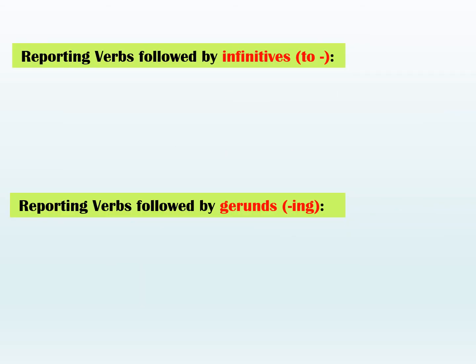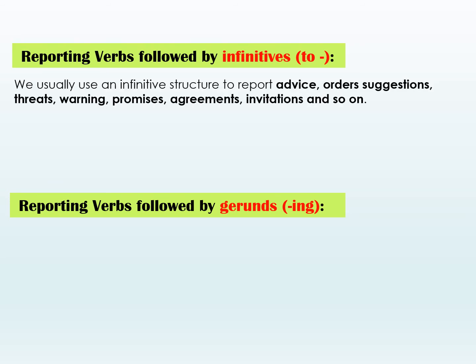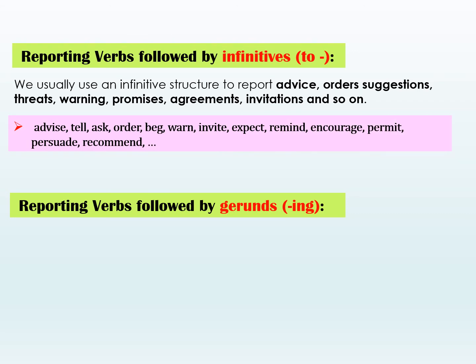Okay, let me remind you that some reporting verbs are followed by infinitives, and some reporting verbs are followed by gerunds. We usually use an infinitive structure to report advice, orders, suggestions, threats, warnings, promises, agreements, invitations, and so on. And we use verbs like advise, tell, ask, order, beg, warn, invite, expect, remind, etc. And we will do a few exercises.